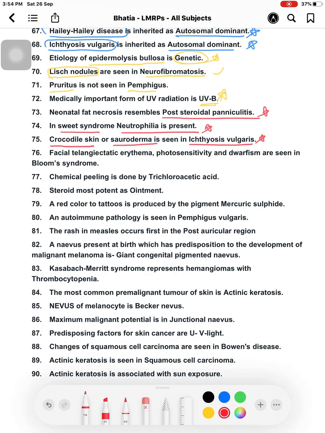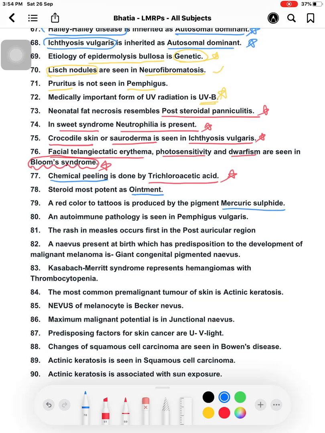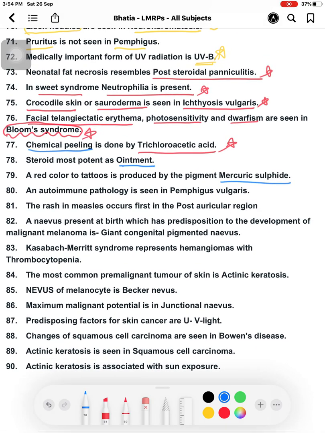This is a frequently asked MCQ. Facial telangiectatic erythema, photosensitivity and dwarfism are seen in Bloom's syndrome. Chemical peeling is done by trichloroacetic acid. This is important. Steroid is most potent as ointment. A red color in tattoos is produced by the pigment mercuric sulfide. An autoimmune pathology is seen in pemphigus vulgaris.